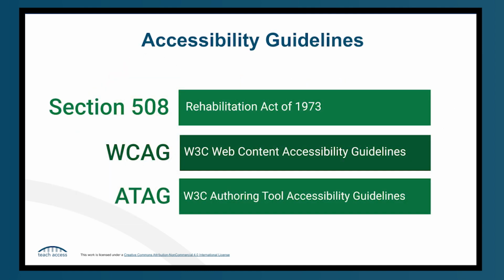In the first module, you will learn about the accessibility guidelines, standards, and regulations that impact software engineering. For example, there is Section 508 of the Rehabilitation Act of 1973, which requires federal agencies to make their electronic and information technology accessible to people with disabilities. The W3C Web Content Accessibility Guidelines and the Authoring Tool Accessibility Guidelines are two other important resources for software engineers and developers for designing and developing accessible products and services.